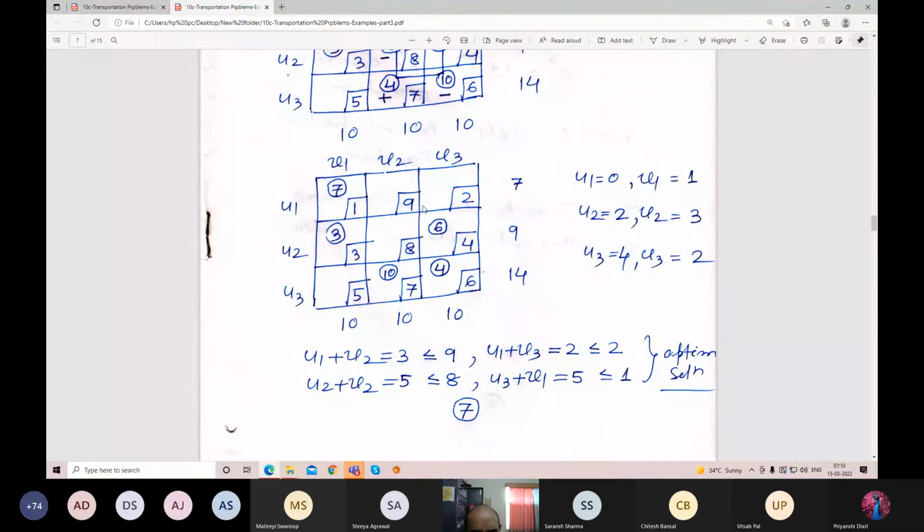Next, cell number 2,2. That is U2 plus B2. U2 plus B2, 2 plus 3, 5. 5 is less than or equal to 8. That is also fulfilled. Now finally, U3 plus B1. U3 equal to 4, B1 equal to 1, 4 plus 1 equal to 5.